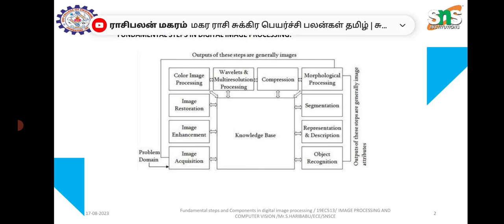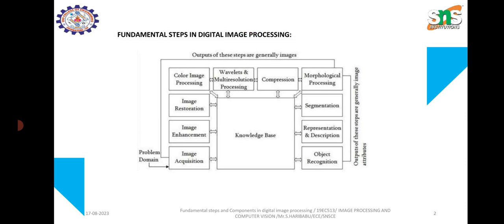Before that, the main purpose of DIP is divided into 5 groups: visualization, image sharpening and restoration. Visualization: the objects which are not visible are observed. Image sharpening and restoration is used for better image resolution. Image retrieval: an image of interest can be seen. Measurement of pattern: in an image all the objects are measured. Image recognition: each object in an image can be distinguished.